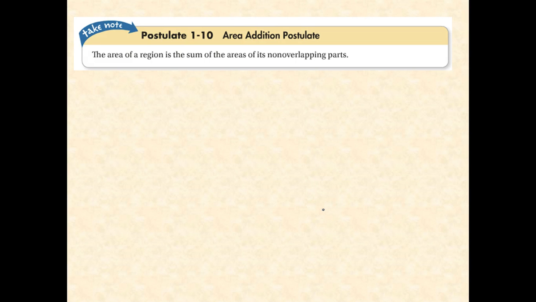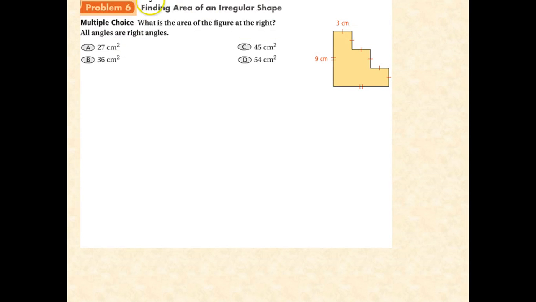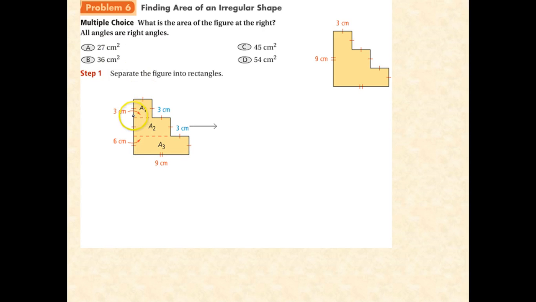Area addition postulate. The area of a region is the sum of the areas of its non-overlapping parts. So, what's the area of this figure at the right? All angles are right angles, by the way. So we need to separate this figure into rectangles because we don't have a formula for the area of a shape like this. But we do have formulas for area of rectangles and squares. So if I cut it here and cut it here, I will have 3 rectangles.